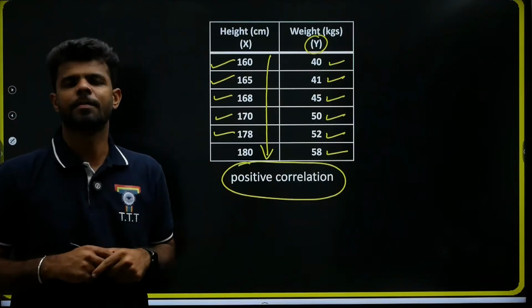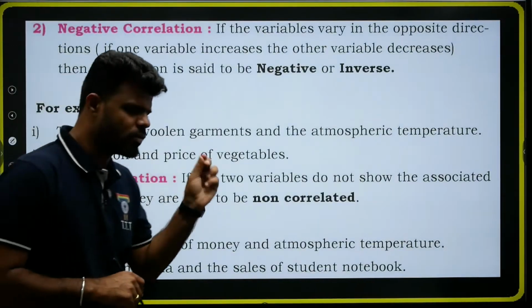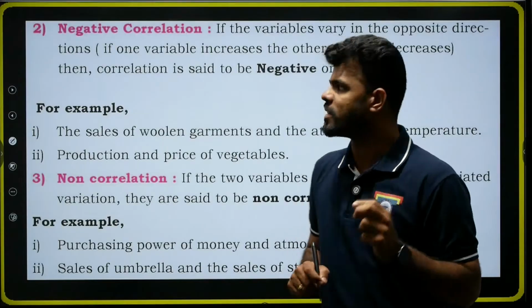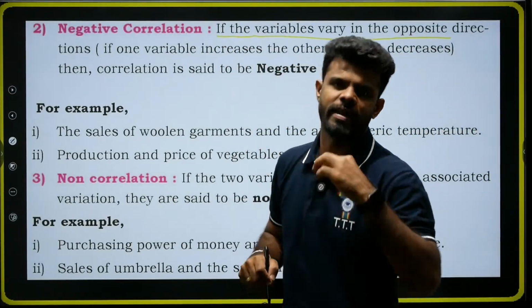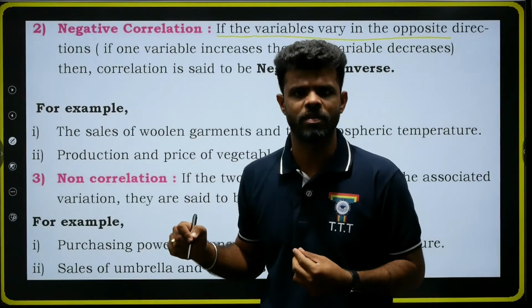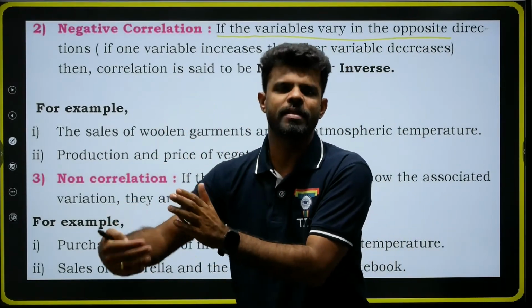That is the first type of correlation. So next, number two. What do you mean by negative correlation? Negative correlation is nothing but when the variables vary in the opposite direction. What do you mean by opposite direction? That means one variable is in increasing order, and another variable will be in decreasing order.